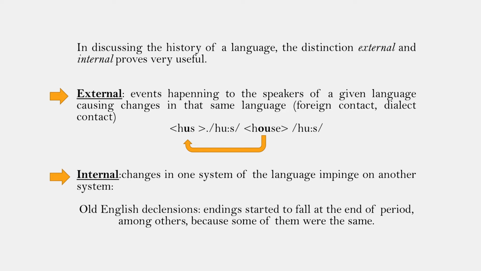Internal influences are changes in one system of the language which impinge on another system, like for example the Old English declensions. They started to fall at the end of the period, and some of the reasons were that a few declension endings were similar, some were the same, and they coincided with some of the endings in the Old Norse language. So altogether it impinged the change, and it provided that the declensions in Old English started to fall.